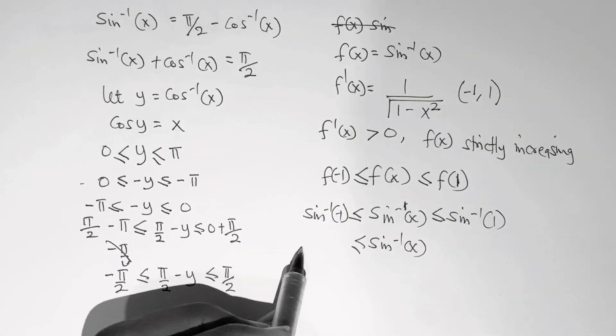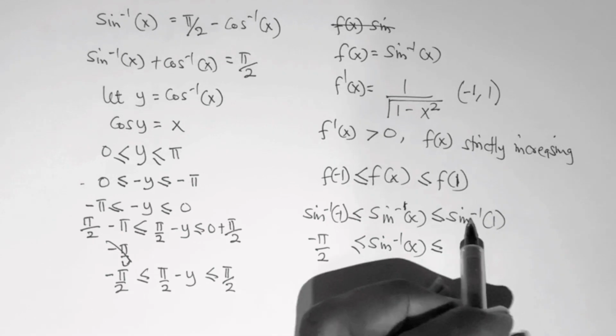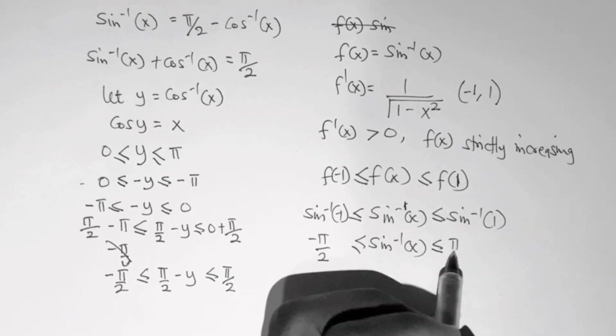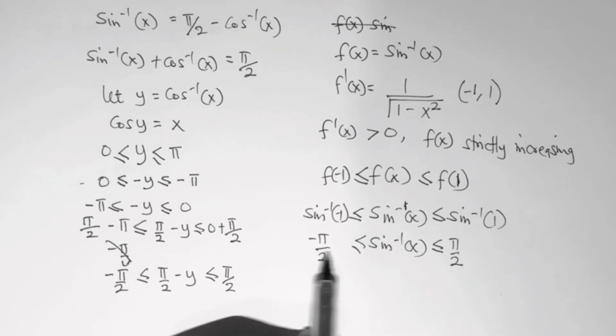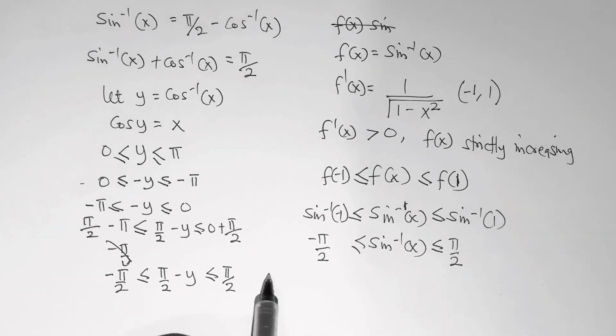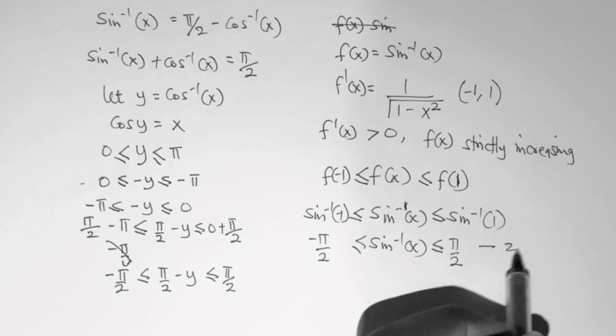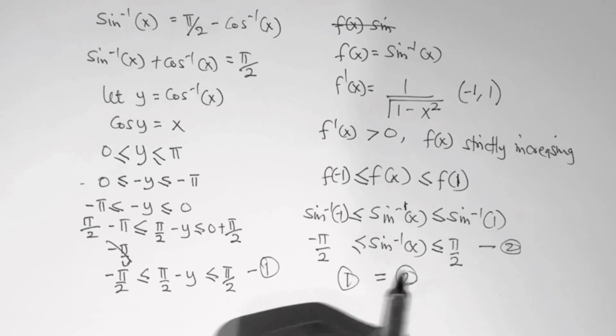Now, what is sine inverse of minus 1? Sine inverse of minus 1 is minus pi on 2, and sine inverse of 1 is pi on 2. So now, look at this. We have minus pi on 2 less than or equal to pi on 2 minus y less than or equal to pi on 2. And it is the same here: minus pi on 2 less than or equal to sine inverse of x, which is less than or equal to pi on 2. Let's say this is equation 2 and this is equation 1. Equation 1 and equation 2 are equal.